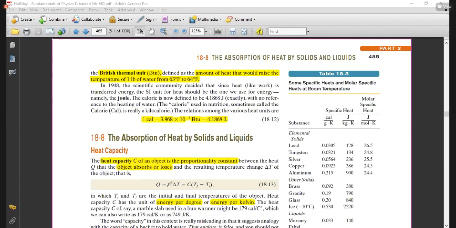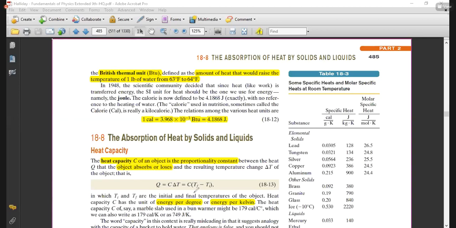So you got it, why it came? C is basically the constant of proportionality, and when I define C, it would be Q by delta T. Okay, so delta T is again the final temperature minus the initial temperature.